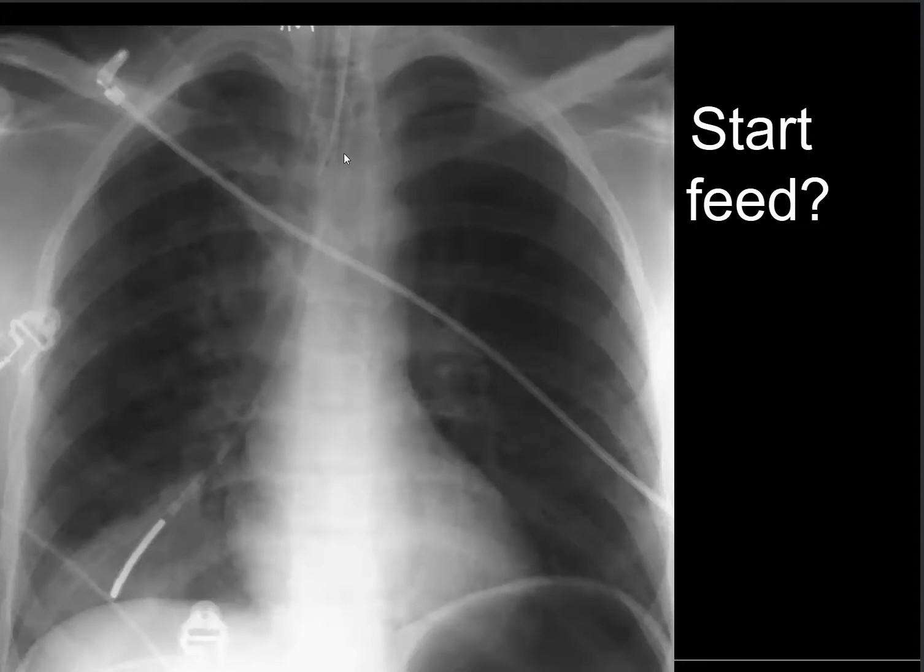There is the endotracheal tube. You can see the two parallel lines of the endotracheal tube. It's within the trachea, not in the right main bronchus or the left main bronchus. And the tube of interest is this long, curvy linear tube going all the way down into the right lung. So what's happened is this is a nasogastric feeding tube.